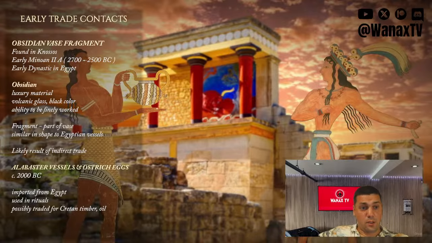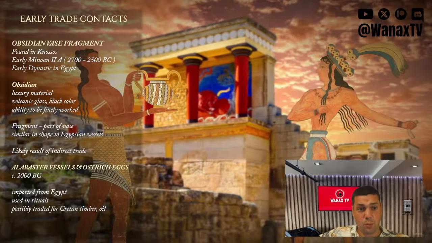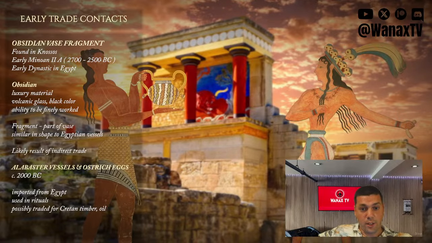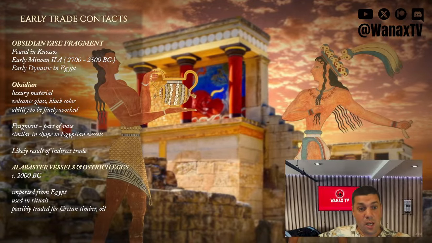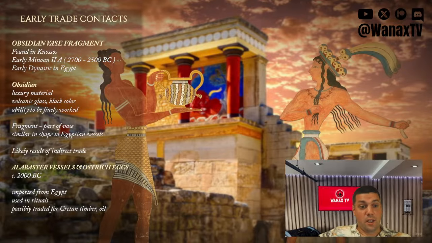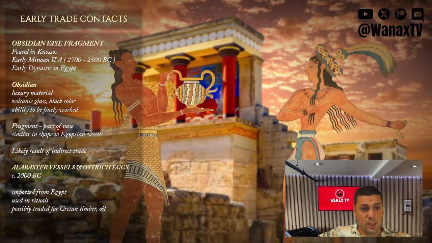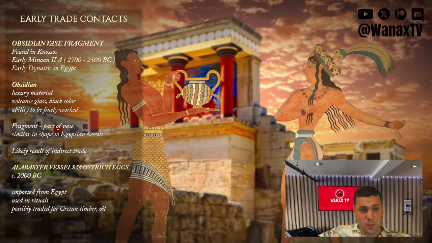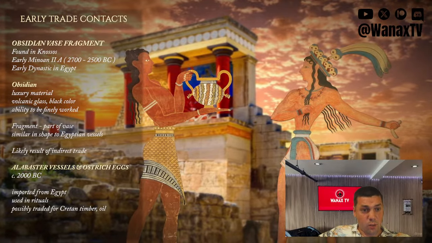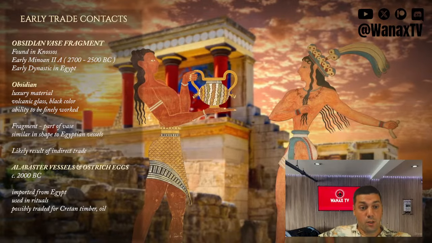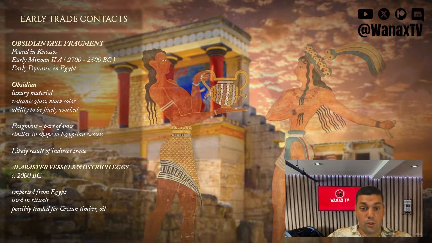So in this Early Minoan 2 period, 2700 to 2500 BC, we had indirect trade at that point. And then as the Minoans were getting wealthier and wealthier, and they started to expand their own commercial network, they came into direct contact with the Egyptians, and then we have more direct trade between the two civilizations. And by 2000 BC, we already have some vessels being imported to Crete, and we possibly have Minoan, Cretan timber, and possibly some oil being traded or exported to Egypt.